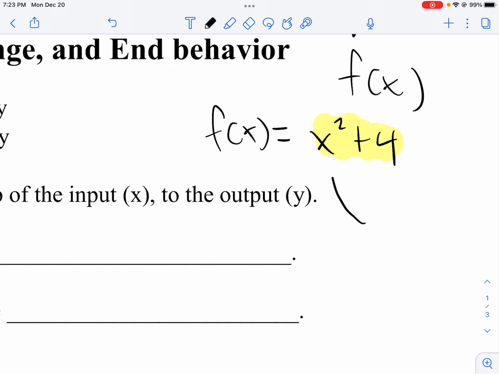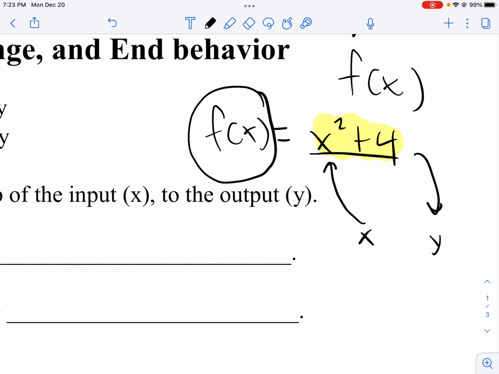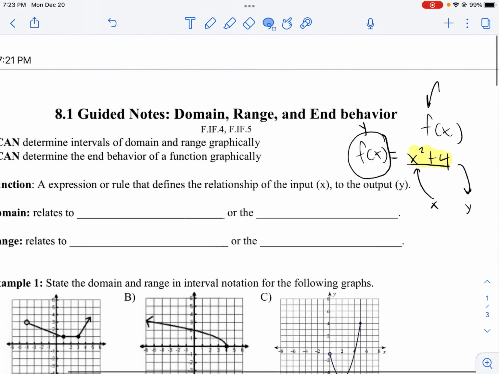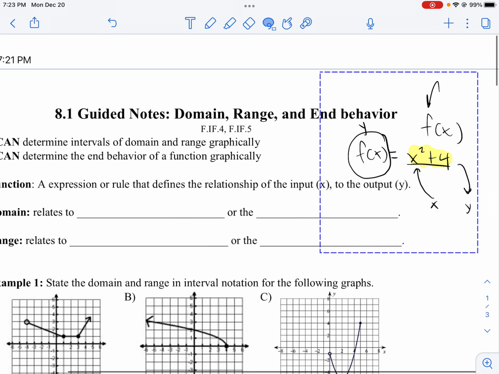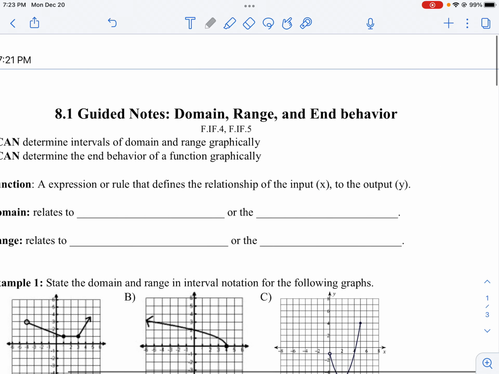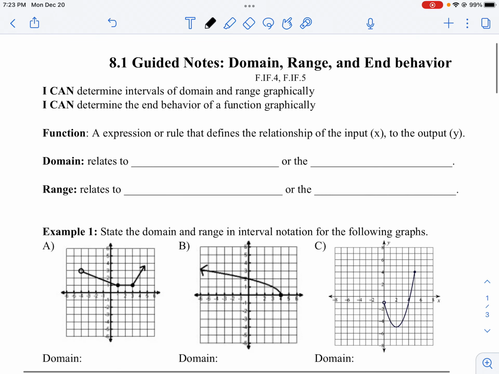If we plug in x, we should get out y. X is the input, y is the output. You put in x, we get out y. Remember, f of x is really just a fancy way to say y. So when we're talking about functions, that's what it's referring to. You plug in x to get out y, or in other words, you have a graph.